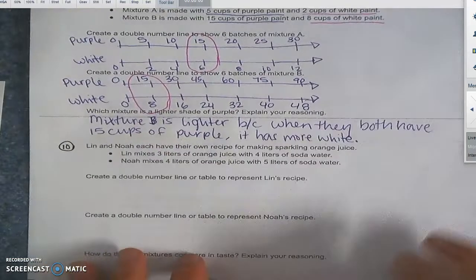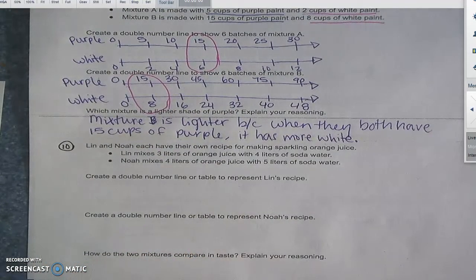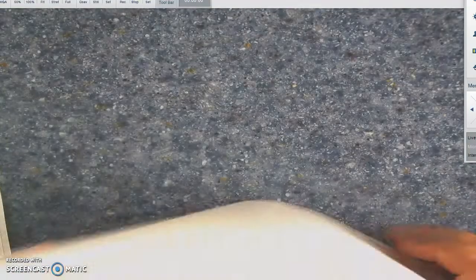All right. Lynn and Noah each have their own recipe for making sparkling orange juice. Lynn mixes 3 liters of orange juice with 4 liters of soda water. Noah mixes 4 liters of orange juice with 5 liters of soda water. We need to create a double number line for each of them. Instead of you watching me do that, I'm going to just switch over to my one that's already done.